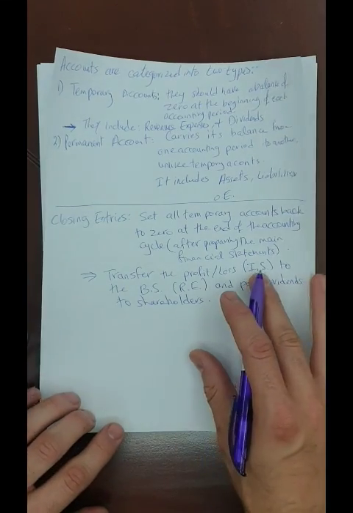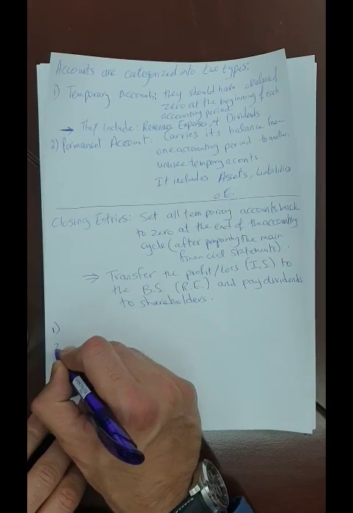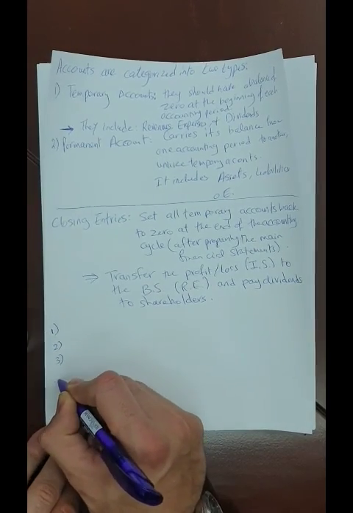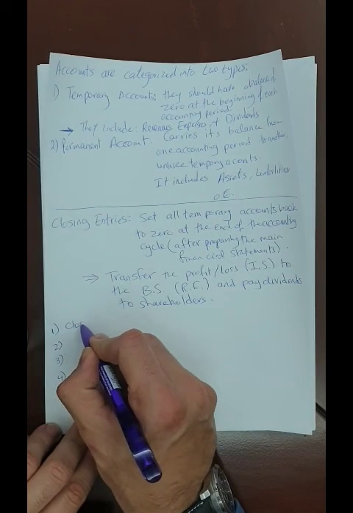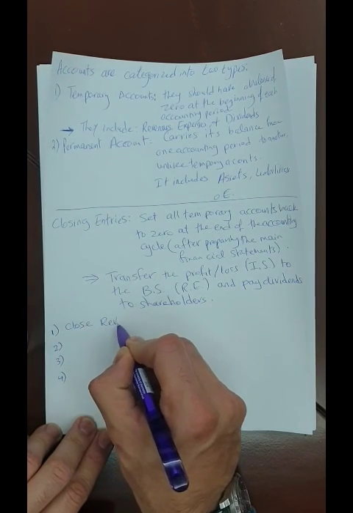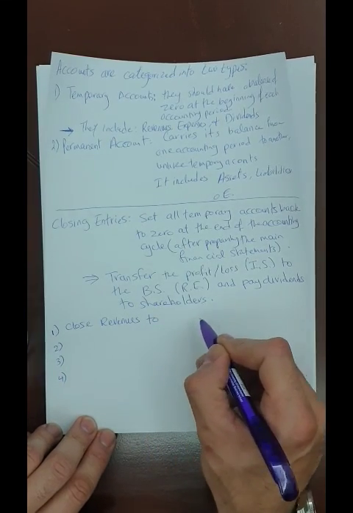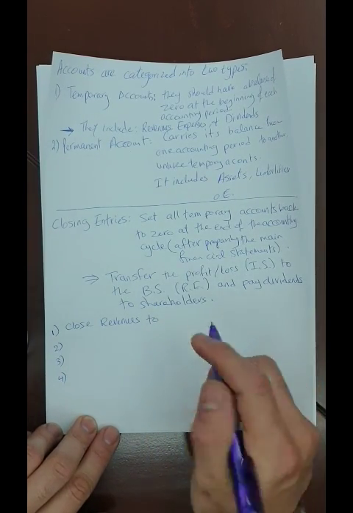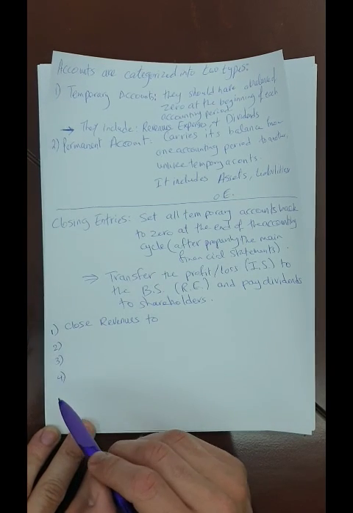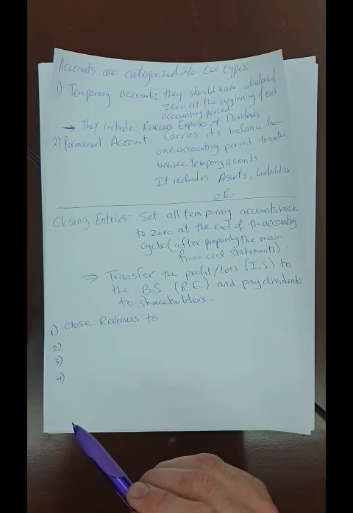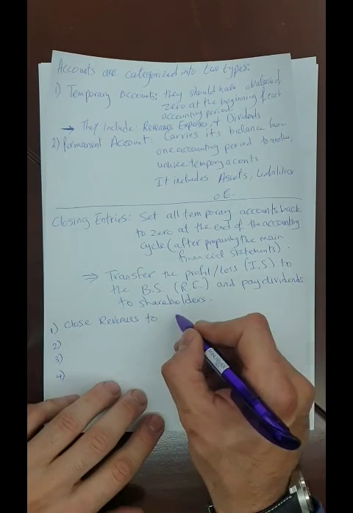Okay. The steps of the closing entries. There are 4 steps: 1, 2, 3, and 4. In step 1, we close revenues to a new temporary account that we open at the beginning of the closing entries and close at the end of the closing entries. This temporary account is called income summary.